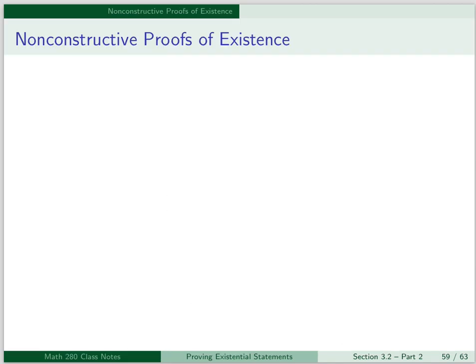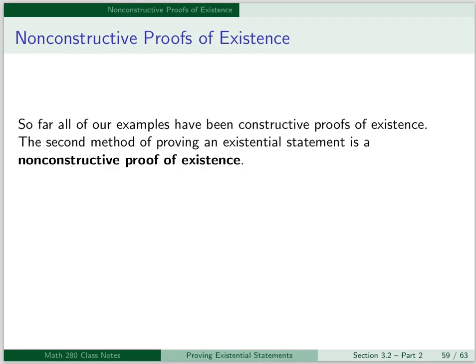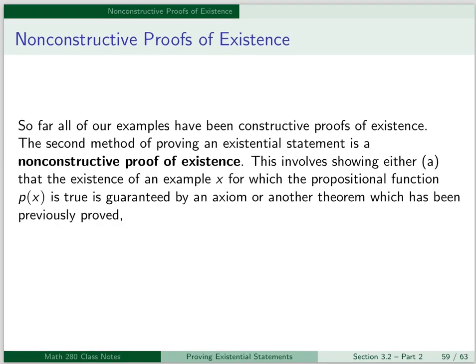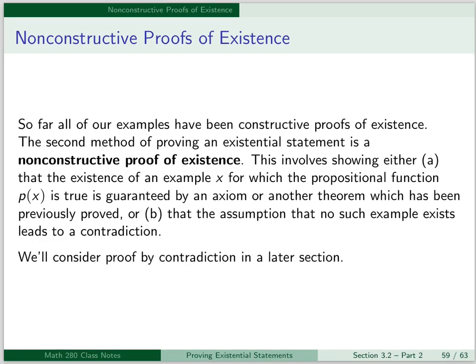We're going to finish this video by discussing very briefly non-constructive proofs of existence. So far, all of our examples have been constructive proofs of existence. The second method of proving an existential statement is a non-constructive proof of existence. This involves showing either A, that the existence of an example x for which the propositional function p of x is true is guaranteed by an axiom or another theorem which has been previously proved, or B, that the assumption that no such example exists leads to a contradiction. We'll consider proof by contradiction in a later section.